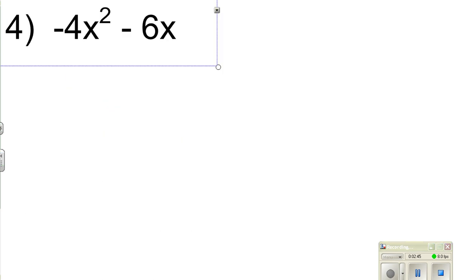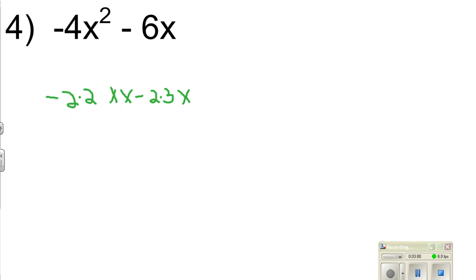Let's try this one. Okay, you have a negative 2 times 2. That's 4 x x, minus 2 times 3 times x. Looking for common factors, you see they both have a 2. And then look, they both have an x. So you're going to pull out a 2x.